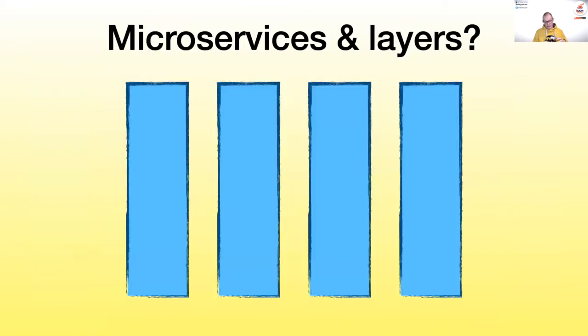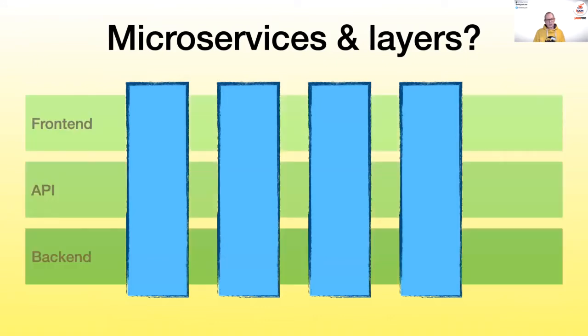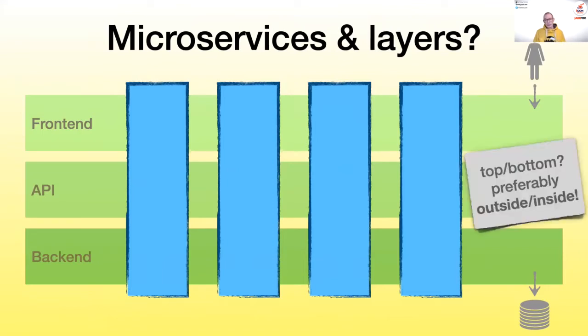The question is, once we split our monolith and we come to a system of services, should we still work with layers? And let's have a look how it would look like. I can structure my services, my microservices, with the layers, front and back end, and so on. I can do this. Then I have a user at the front and a database at the back end.